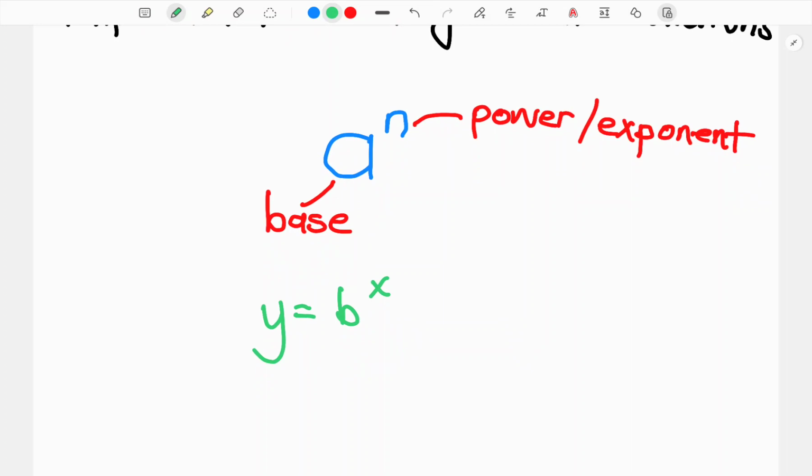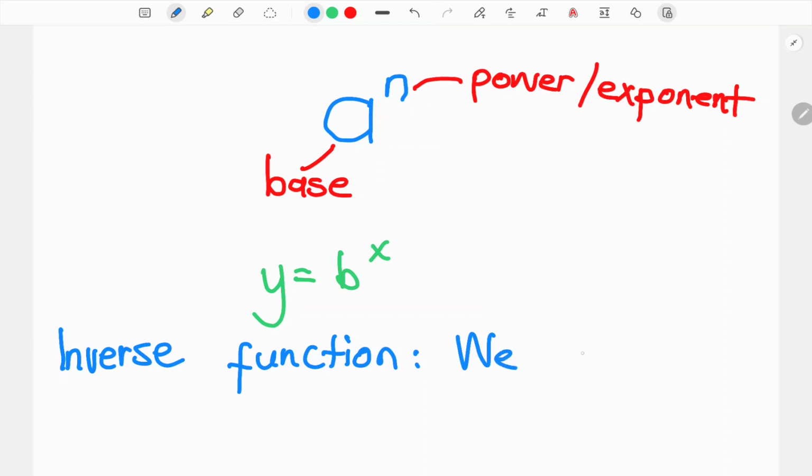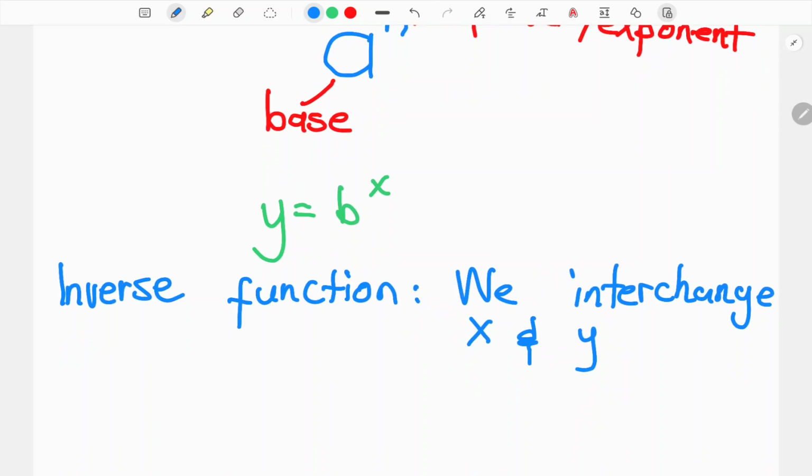What do I mean by the inverse? Let's start there. The inverse is something we obtain when we interchange x and y. So the inverse function is something we obtain when we interchange x and y. Don't worry, this will make sense in a minute.